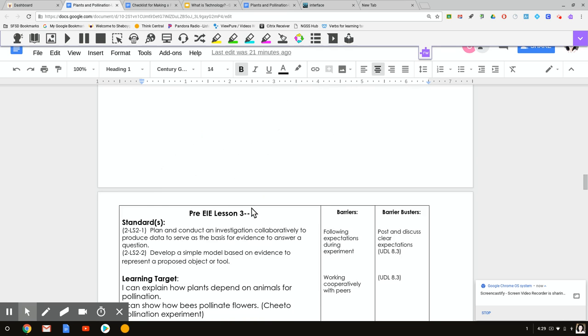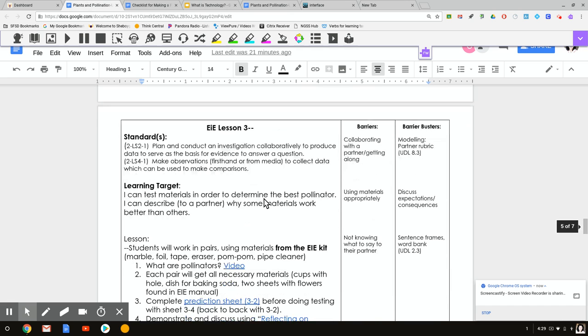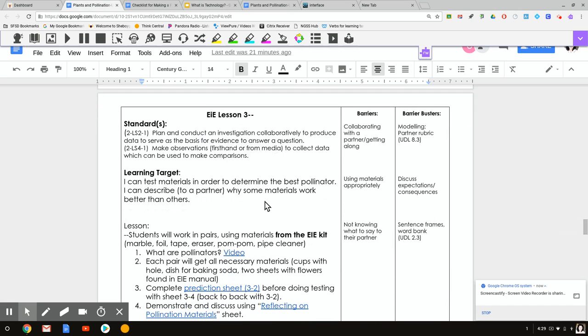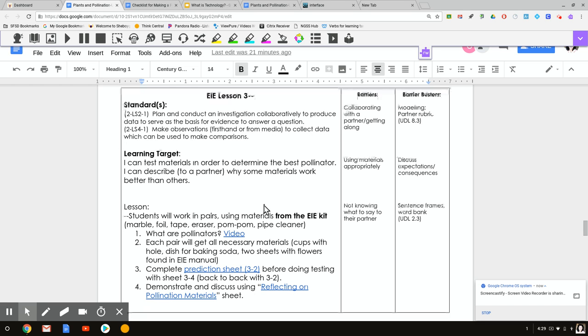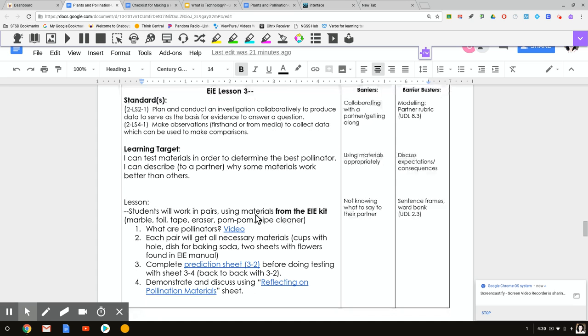In lesson 3, students were asked to work collaboratively to test out materials that would make good pollinators. Before we started, we set clear expectations for their collaborative work. The class came up with sentence starters that they could use that would foster positive peer interactions. Students were given a prediction sheet to set the purpose for their experiment. This was also reflected upon and used as a reflection piece throughout their activity.